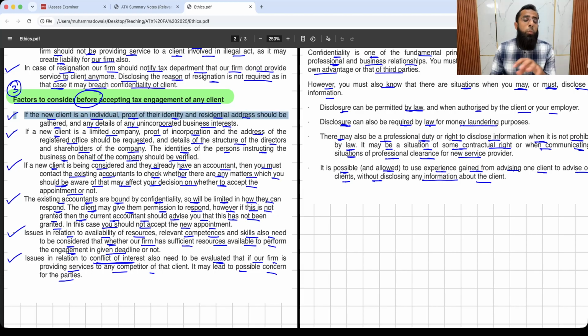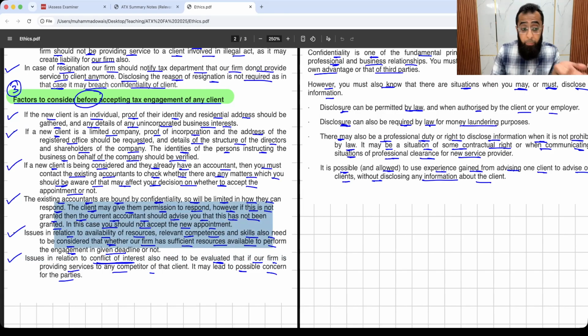Okay. So one is that we ask about the documents and all. But here the question is that we have to think about factors we have to consider. So we can consider conflict of interest. We can think about availability of resources, whether we are accepting a new client, so whether we have resources or not. We can think about confidentiality, or we can also think about integrity of the client.